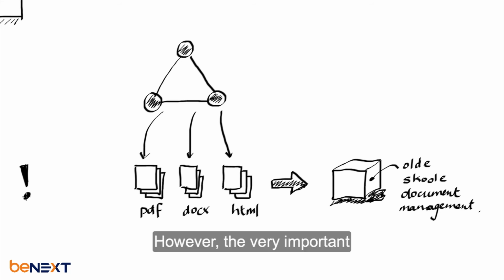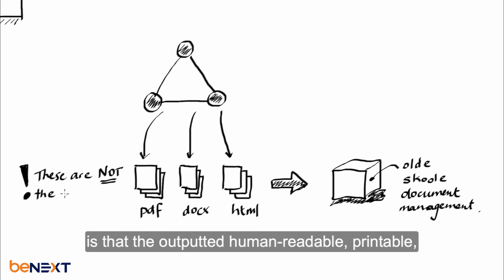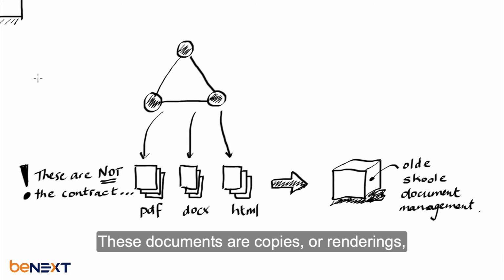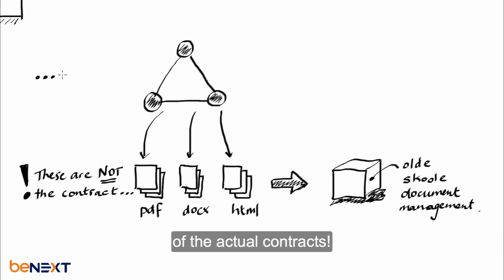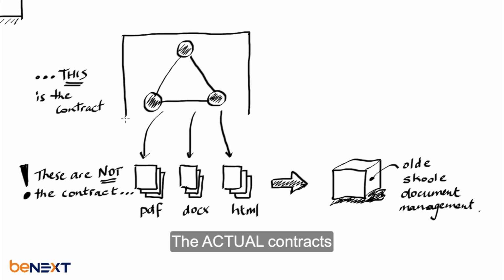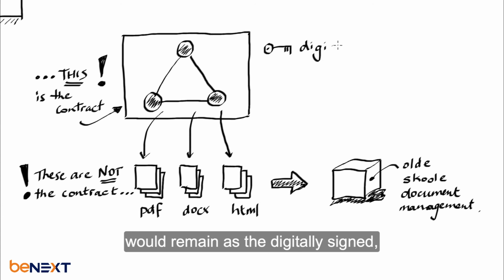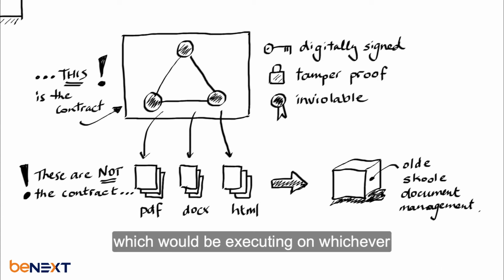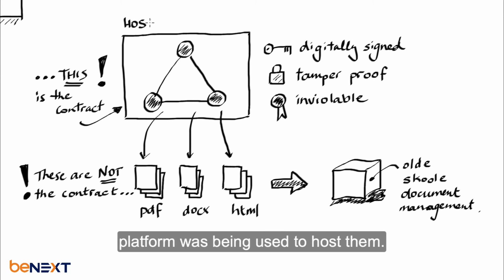However, the very important but subtle distinction to note is that the outputted human-readable, printable, legal documents are not the contracts. These documents are copies, or renderings, of the actual contracts. The actual contracts would remain as the digitally signed and tamper-proof smart legal contracts, which would be executing on whichever platform was being used to host them.